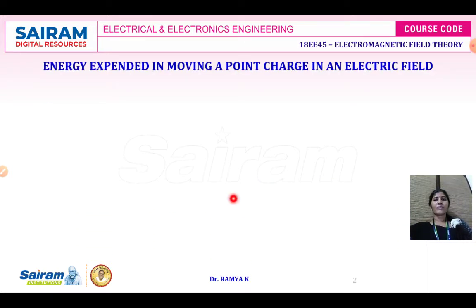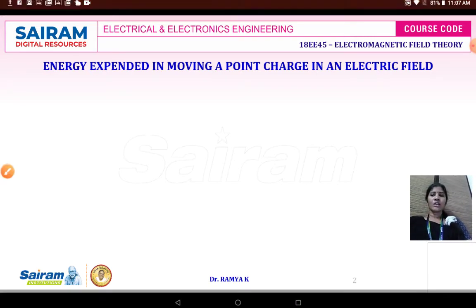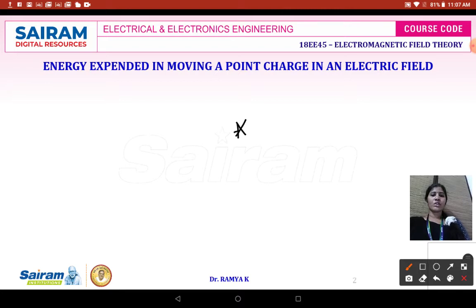First, energy expended in moving a point charge in an electric field. For this, first we should understand, when you have two charges, what will be the nature of force exerted between them. What is meant by an electric field intensity? So consider two points A, B. Here you have a point charge Q and a small q.